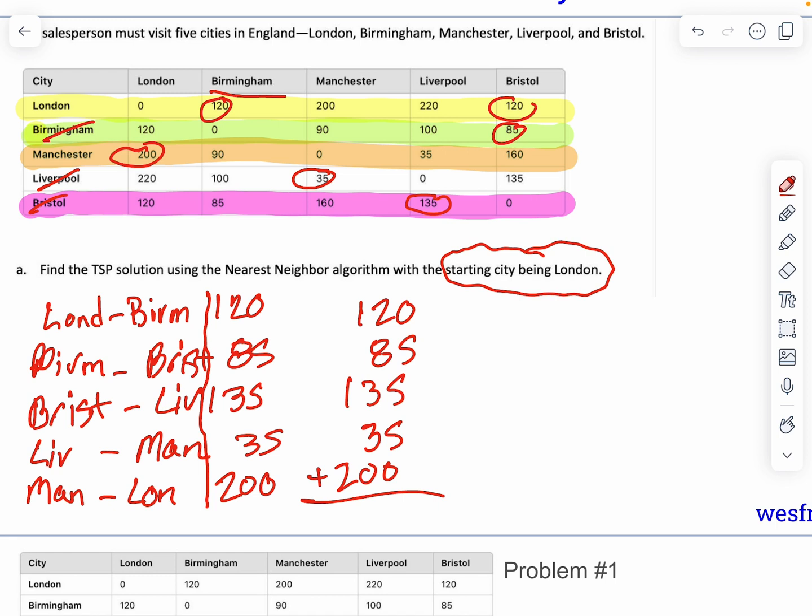Okay, so I'm doing this separately on my calculator. Okay, so I came up with 575 kilometers. Let me make sure that's right. 120 plus 85 plus 135 plus 35 plus 200. Yep, 575 kilometers. Okay, so that's the answer. That is using the nearest neighbor algorithm, okay?